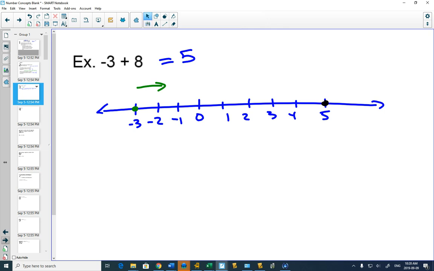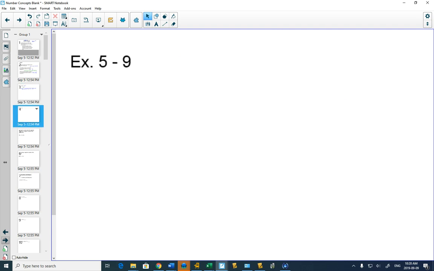Our first example. Oh, there's so much more math I want to do with that one, but I'm trying to just stay calm. Do one example at a time. Are we ready for the next one? 5 minus 9.